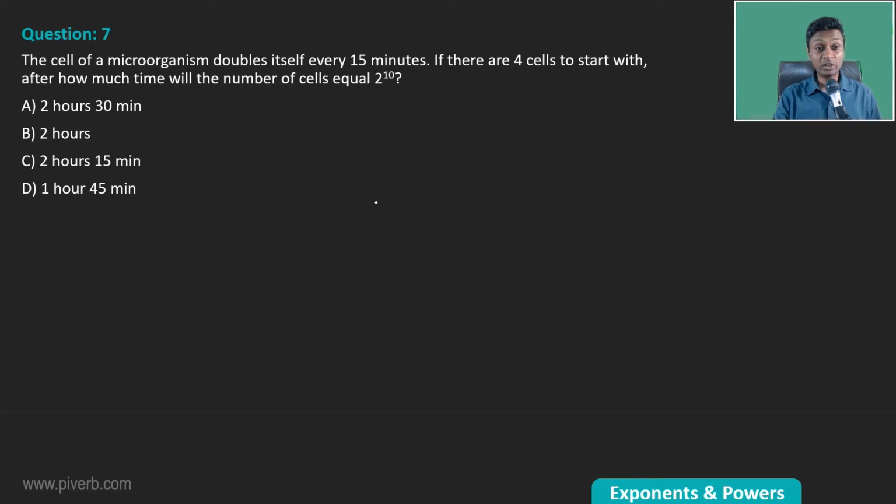The cell of a microorganism doubles itself every 15 minutes. There are 4 cells to start with. But in how much time will a cell equal 2 power 10?